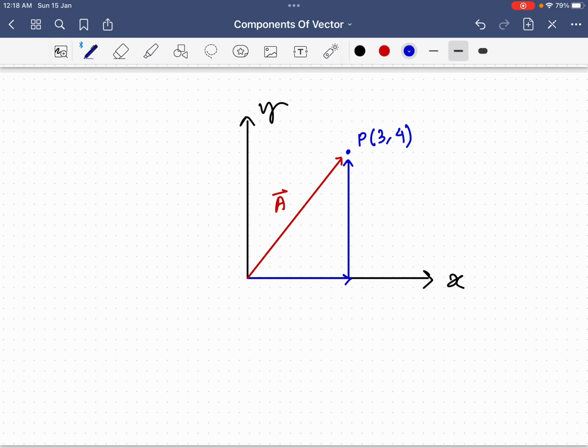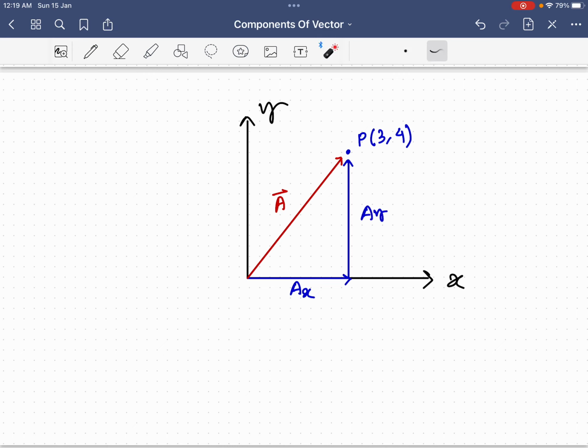और जो पाथ हम x के along और y के parallel ले रहे हैं, these are called the components of this vector A. Okay, say this is A x, क्योंकि ये along the x axis है तो ax, and this is A y.